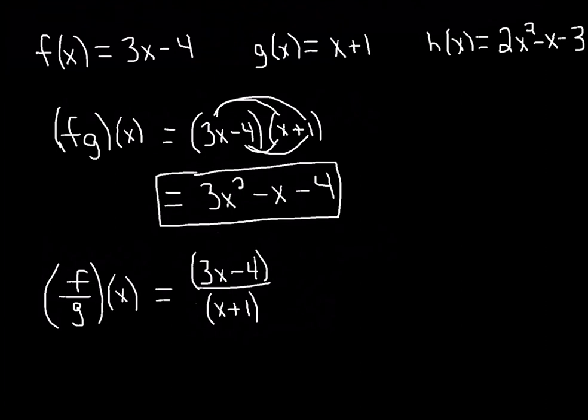However, since you have a denominator, you can't have a denominator of 0. So we have to state then that x cannot equal negative 1. Because negative 1 plus 1 would give me 0 in the denominator, and that's not possible. So with division, sometimes you're going to have an answer that may be excluded. So x cannot equal negative 1 in this particular case.